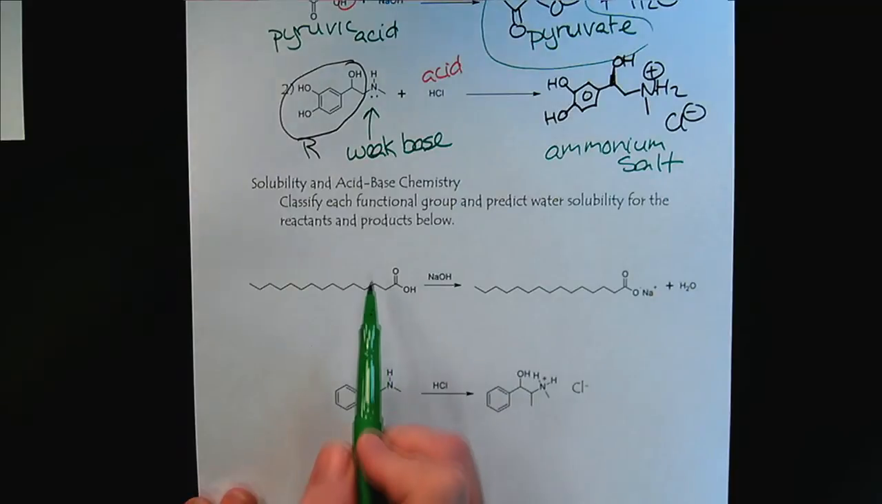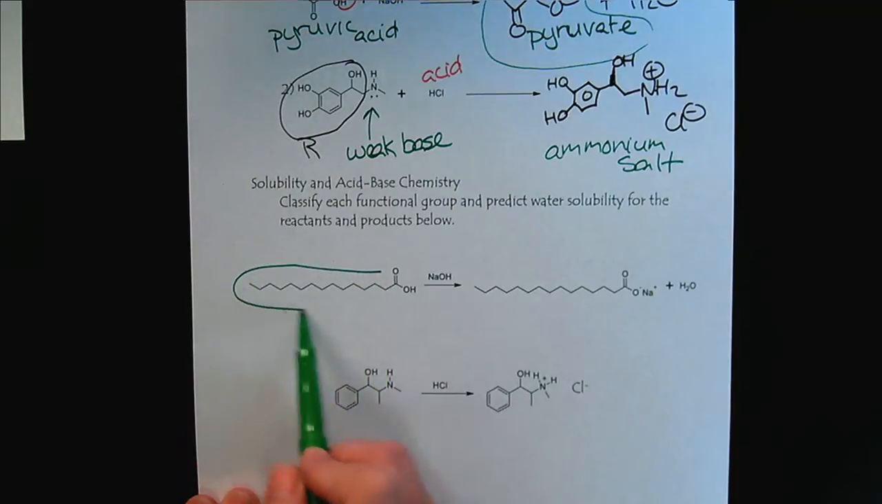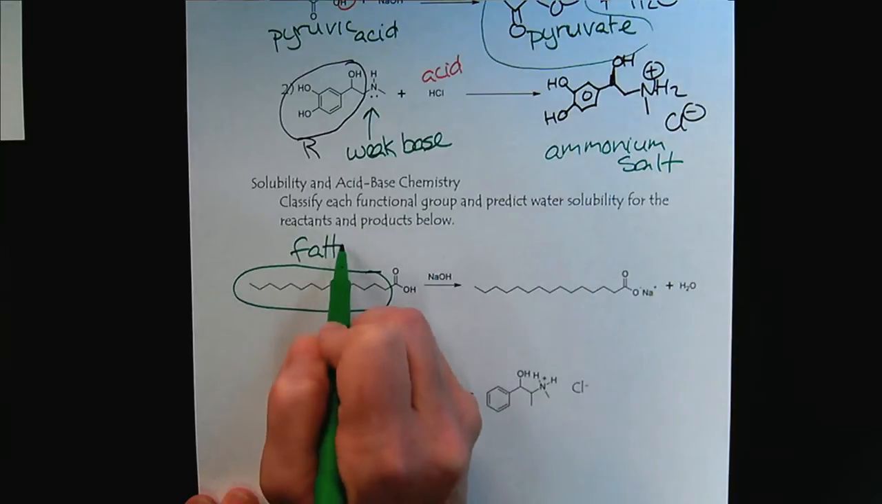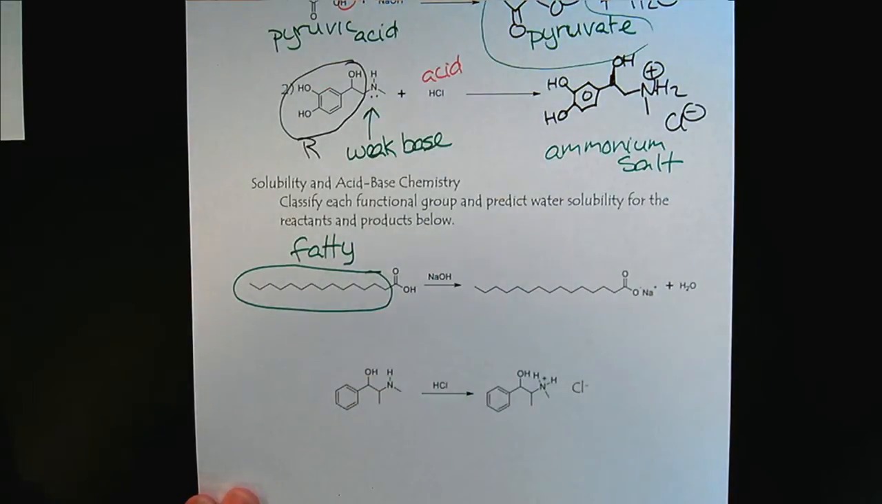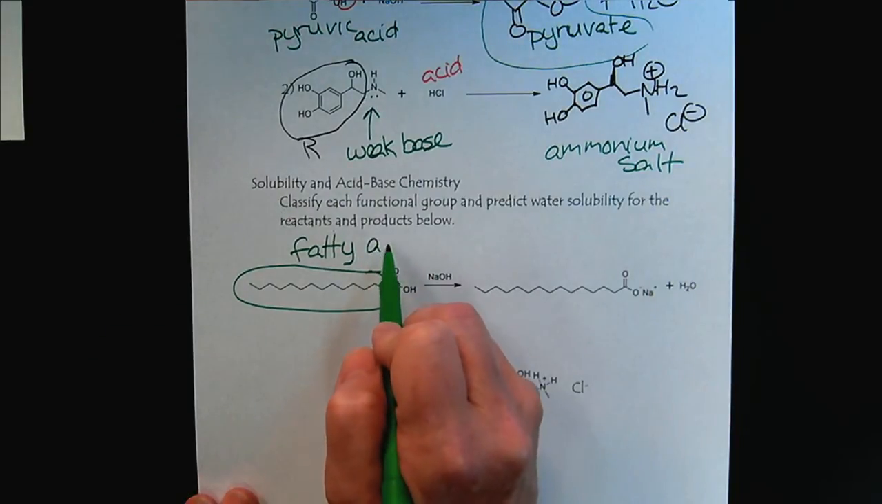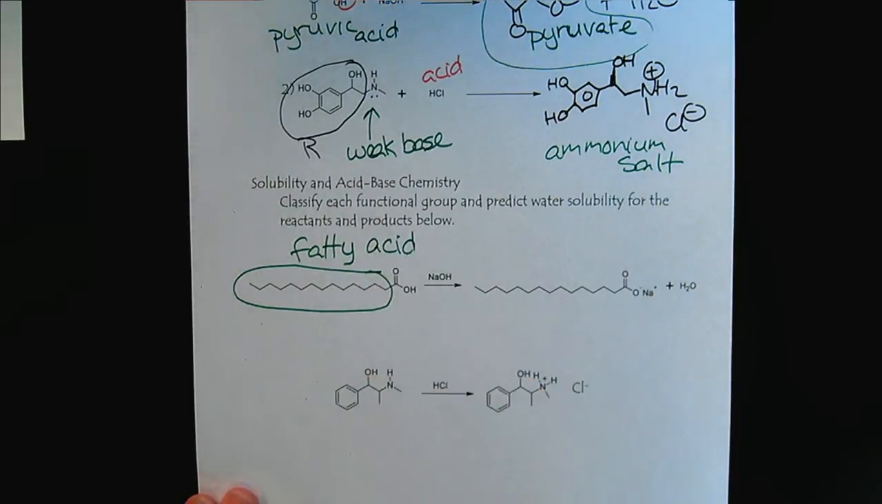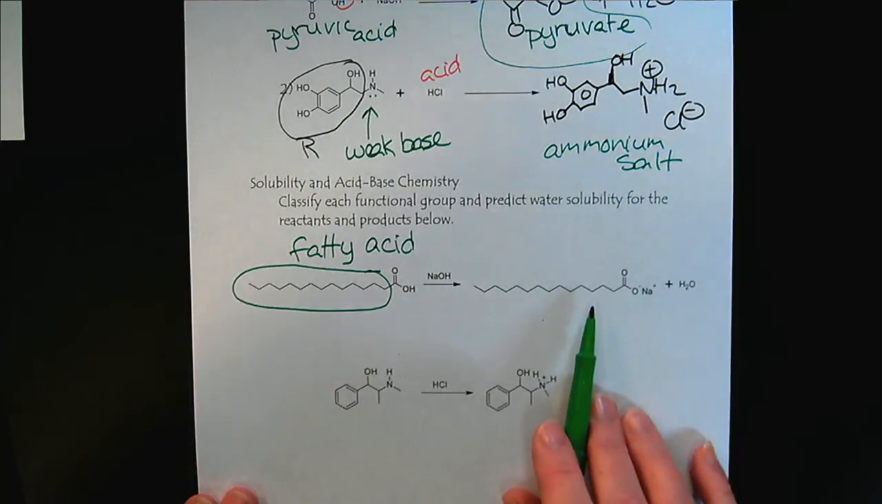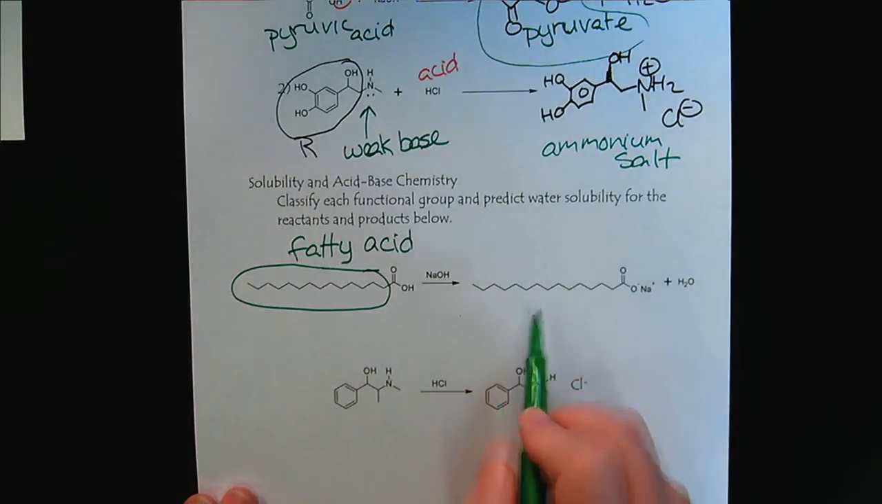So we can see here with this large hydrocarbon group, we describe that as a fatty group. It's hydrophobic. And then we have our carboxylic acid group, so we would classify this as a fatty acid. And then there's our hydroxide. Here we have the carboxylate salt.